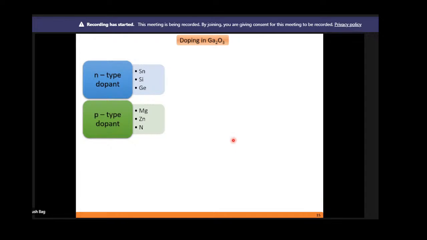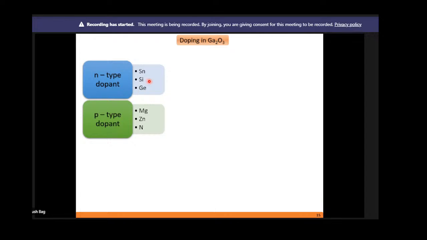Because as I mentioned initially, 20 or 30 years back, these oxide materials, particularly this gallium oxide, this wide band gap or ultra wide band gap semiconductor, was treated as an insulator, because at that time people could not dope it. Again, we need to dope it because we need to change the conductivity. Now, what are the dopants available?